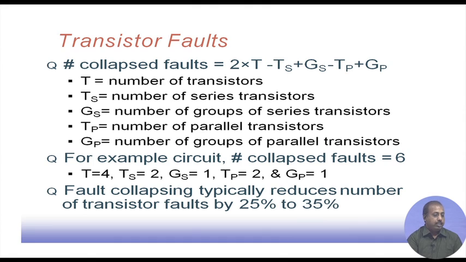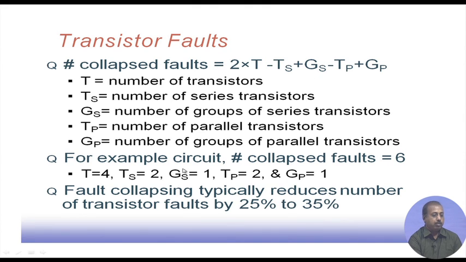So, in case of transistors, you can come up with a formula: number of collapsed faults is twice the number of transistors, minus the number of series transistors, plus the number of groups of series transistors, plus the number of parallel transistors, and the number of groups of parallel transistors. So, you can put into this formula and see what is the number of collapsed faults.